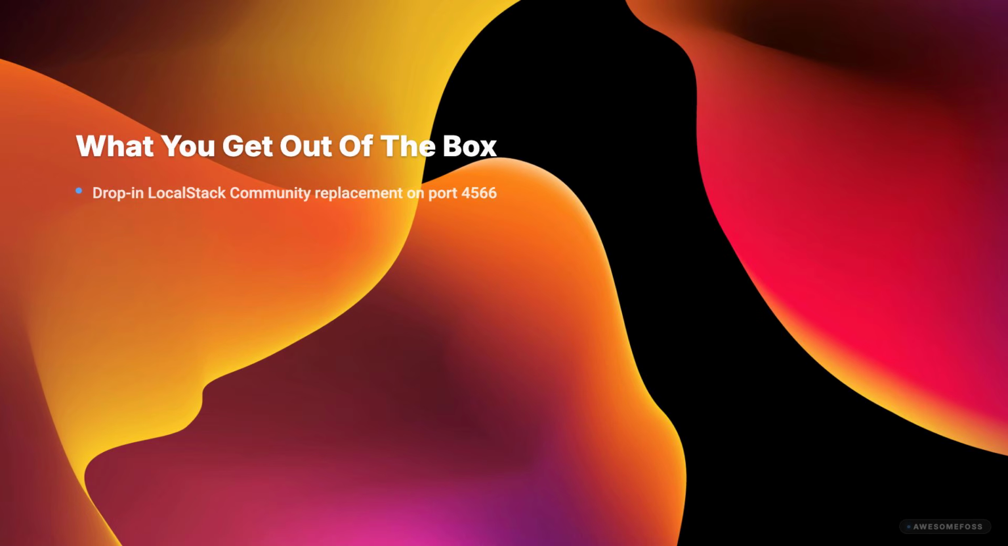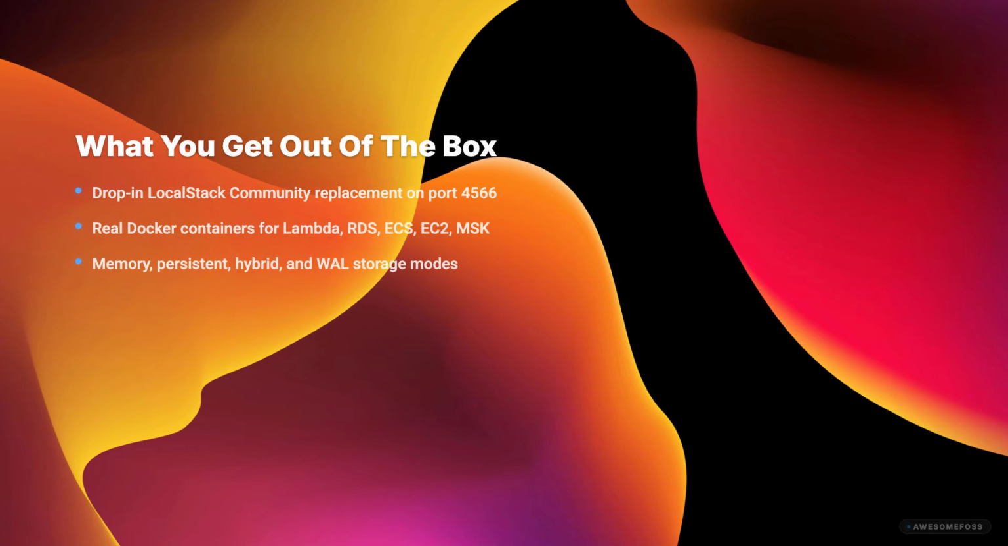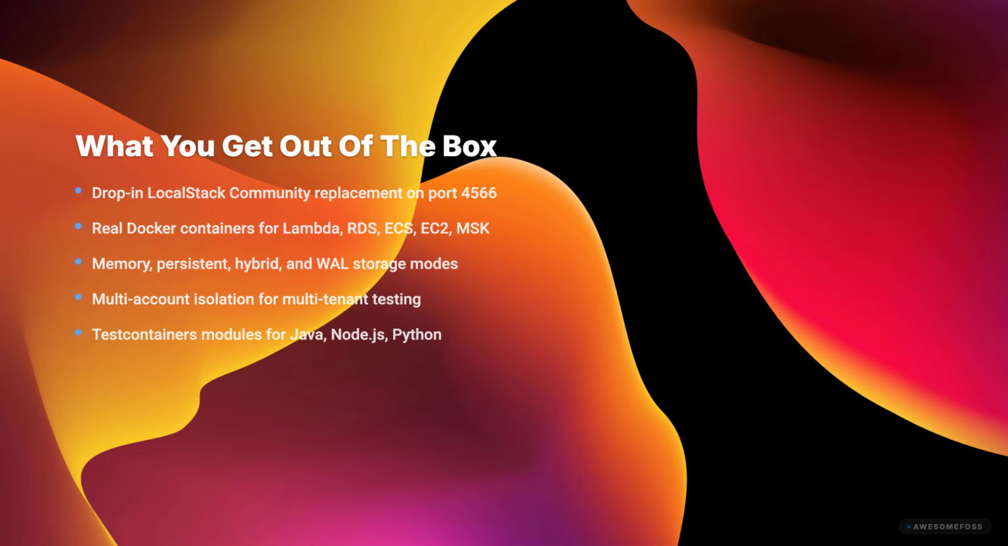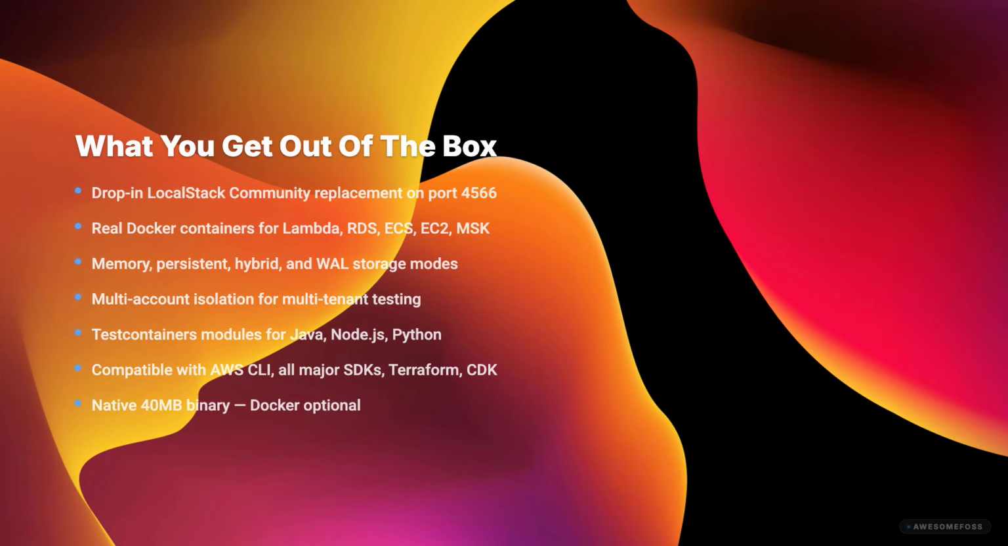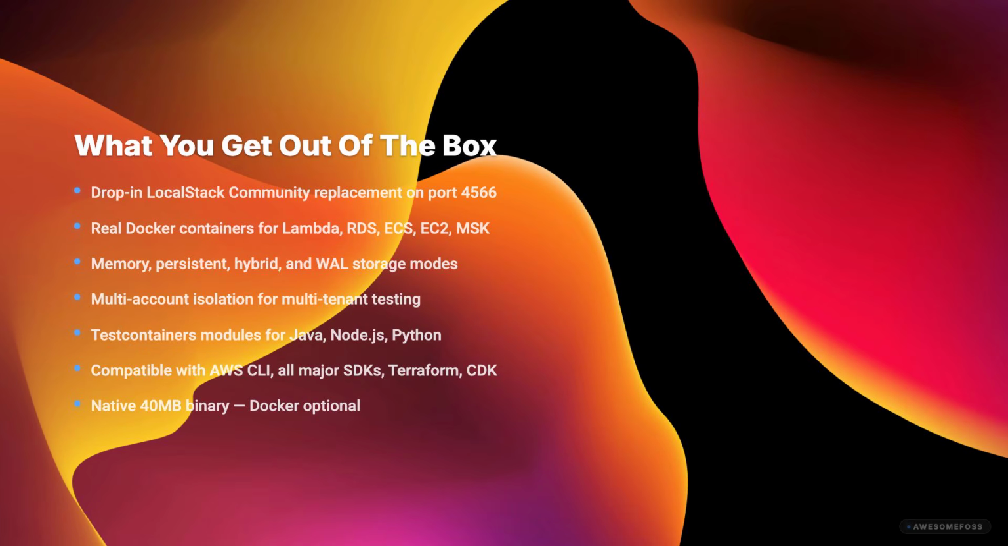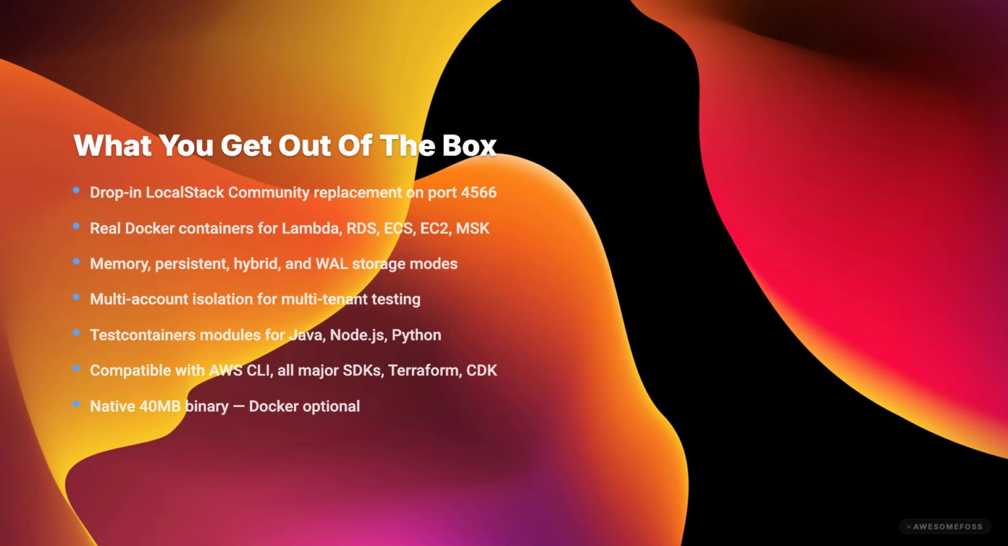The feature set is exactly what an AWS developer actually needs locally, not just the easy parts. Drop-in protocol compatibility with port 4566, which means existing tooling that targets LocalStack works without any code changes. Real Docker containers for stateful services. Lambda actually runs your code in a container. RDS is actually Postgres. ECS actually launches container tasks. EC2 actually spawns small VMs.